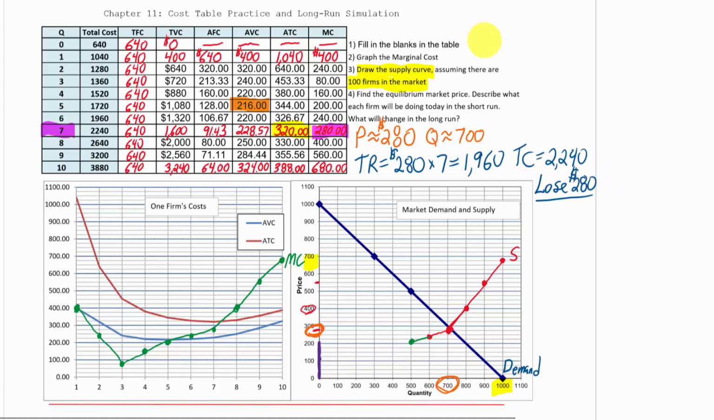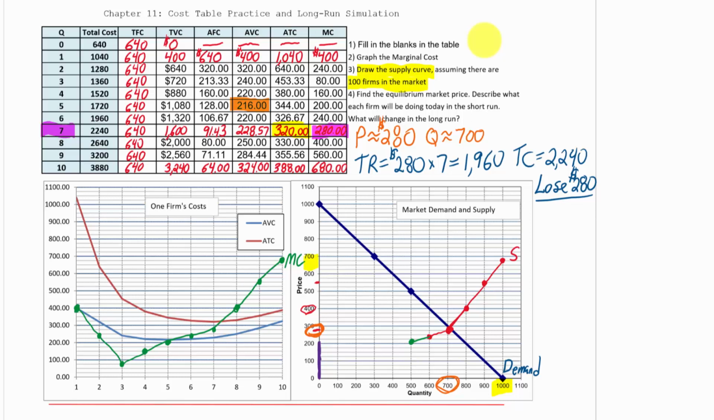There's a $280 gap. And what that tells us is there's some other opportunity out there where this entrepreneur could use their resources, their land, their labor, their capital, and their entrepreneurship talents, and make $280 more. So this $280 is compared to the next best thing, kind of like an opportunity cost, right? There's something else they could be doing that's $280 better. So in the long run, these firms are going to exit the industry, or some of these firms will start to exit the industry.